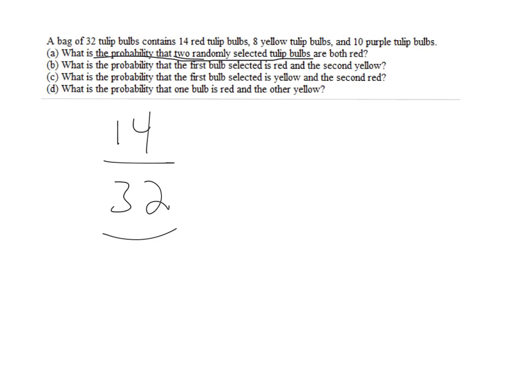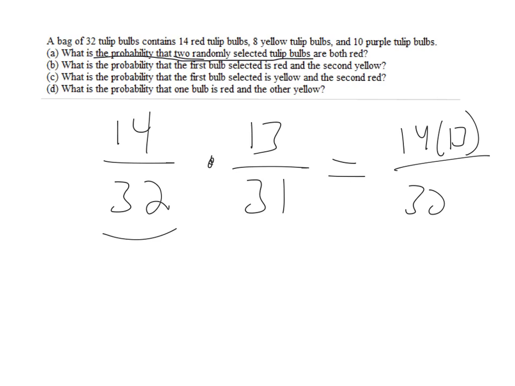So for the first bulb, it's 14 out of 32. But we've taken a bulb out, so now there's only 31 bulbs left in the bag, and there's only 13 red ones left. So we're going to multiply 14 times 13, and divide that by 32 times 31.